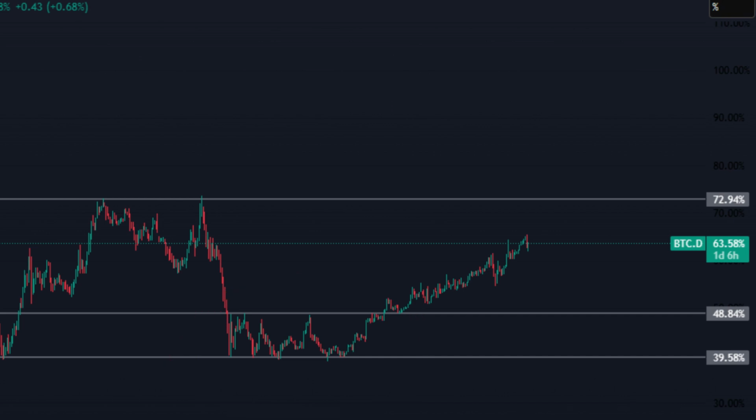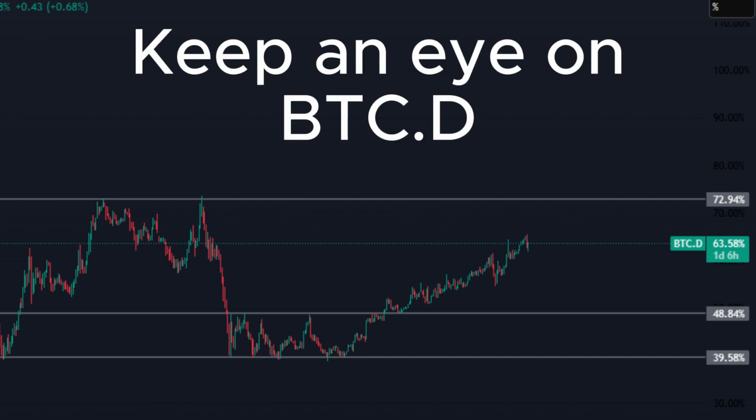And there you have it, the Bitcoin dominance chart demystified. Whether you're a trader or just hodling, BTC.D is a must-watch to stay ahead in crypto.